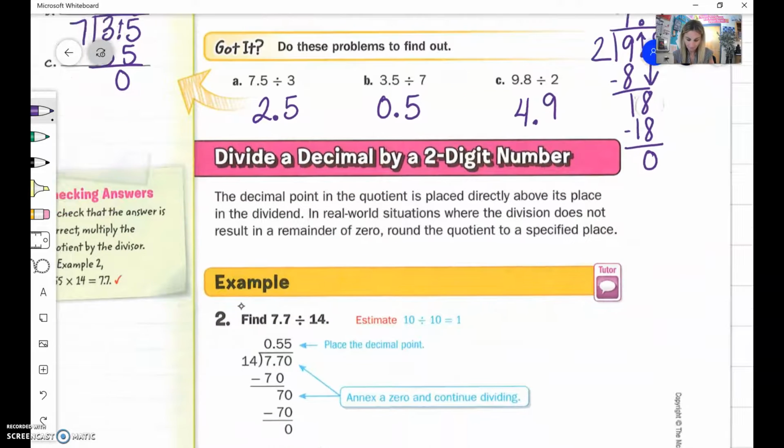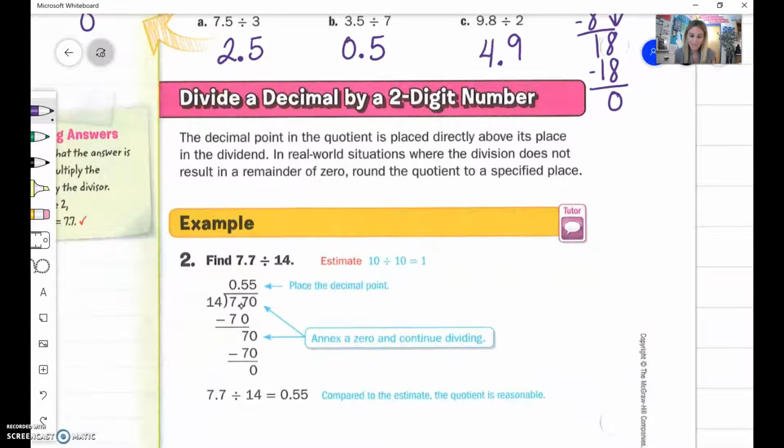Okay, so what changes here? Let's talk about it. Dividing a decimal by a 2-digit number. So this is where we might have to annex a 0, okay? And so let's talk about what that looks like. The decimal point in the quotient is placed directly above its place in the dividend, okay? That's true. When we're dividing by a whole number, we're just going to move it straight up. In real-world situations where the division does not result in a remainder of 0, we're going to round the quotient to a specific place.